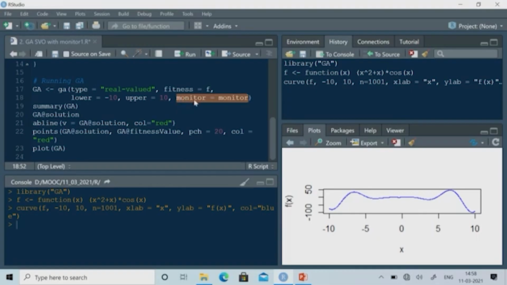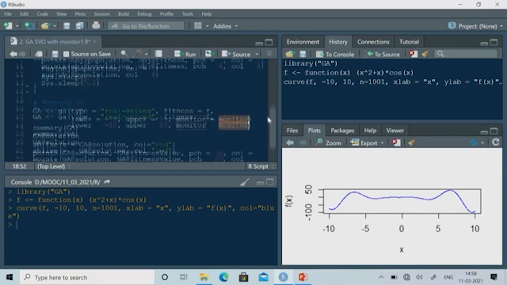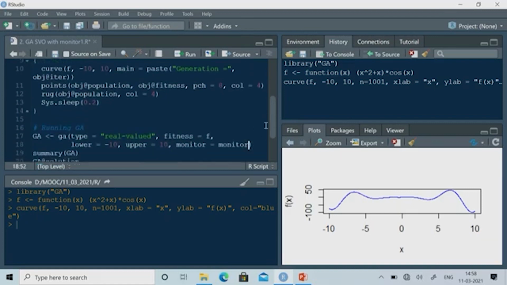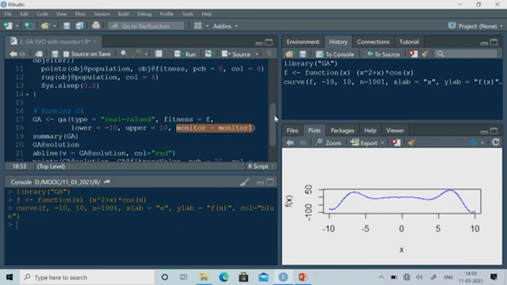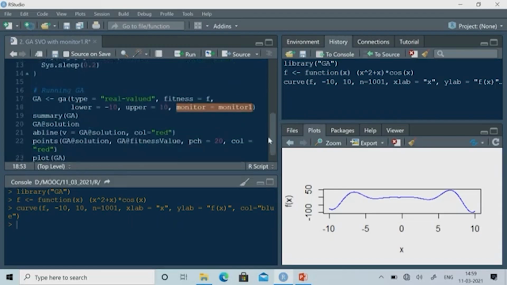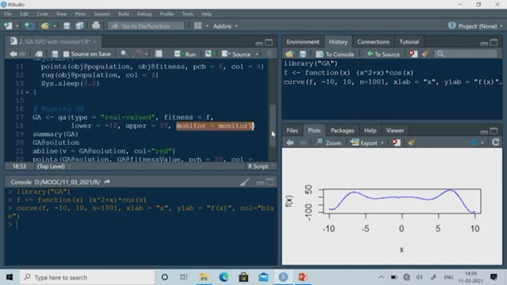So, therefore, I am writing monitor equal to monitor. Here, monitor is a function, whatever function name you have given. Suppose I change this monitor to monitor1, then in that case you have to write 1 here. So, this is basically how I can monitor the progress. In the previous case I did not use that one. I just solved the problem and did not monitor. Now, if I execute this line, it will also monitor the processes.